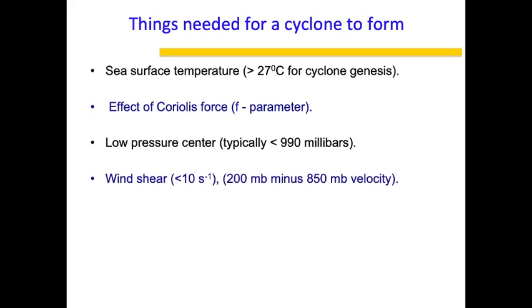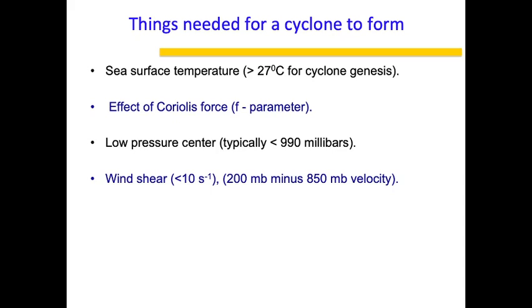Then we are talking about wind shear. Wind shear should be low so that it doesn't disorganize the system. Wind shear is generally taken between the 200 millibar level, where the winds are strong, and the 850 millibar level, where winds are weak. These are the two levels which are used for measuring the wind shear.